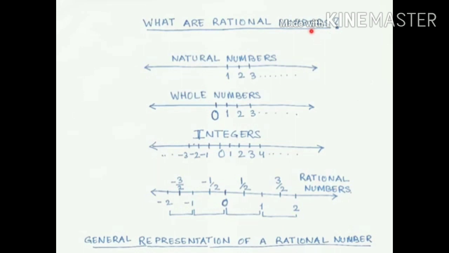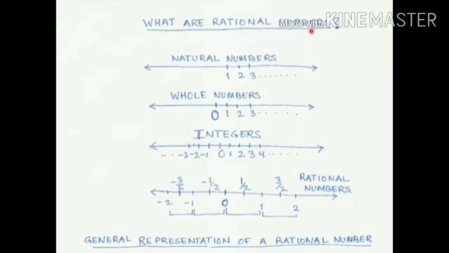Then the next type of numbers that we learned are whole numbers, and you get a whole number just by adding a 0 to the natural numbers. So the whole numbers start from 0, 1, 2, 3, and so on up to infinity.